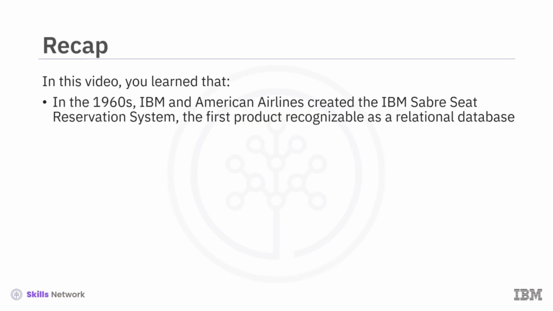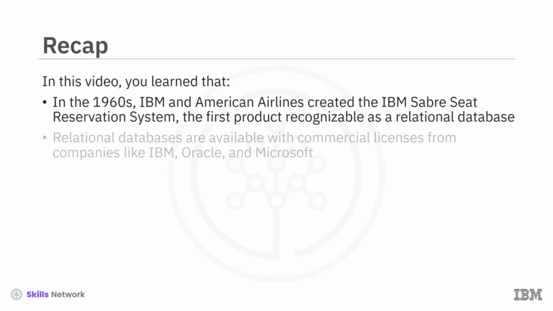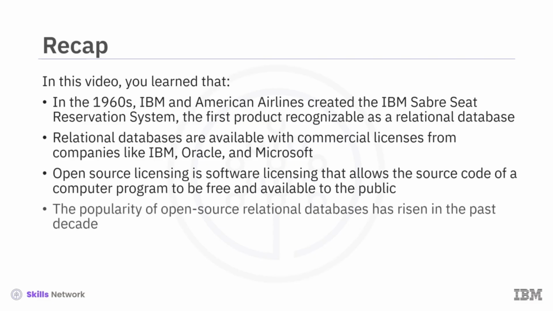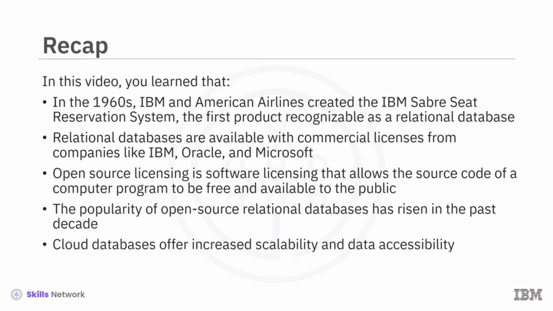In this video, you learn that in the 1960s, IBM and American Airlines created the IBM Sabre Seat Reservation System, the first product recognizable as a relational database. Relational databases are available with commercial licenses from companies like IBM, Oracle, and Microsoft. Open source licensing is software licensing that allows the source code of a computer program to be free and available to the public. The popularity of open source relational databases has risen in the past decade. Cloud databases offer increased scalability and data accessibility.